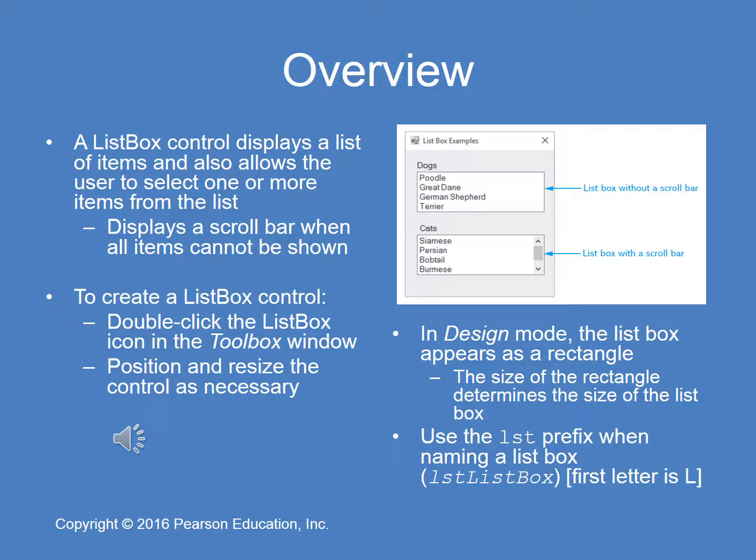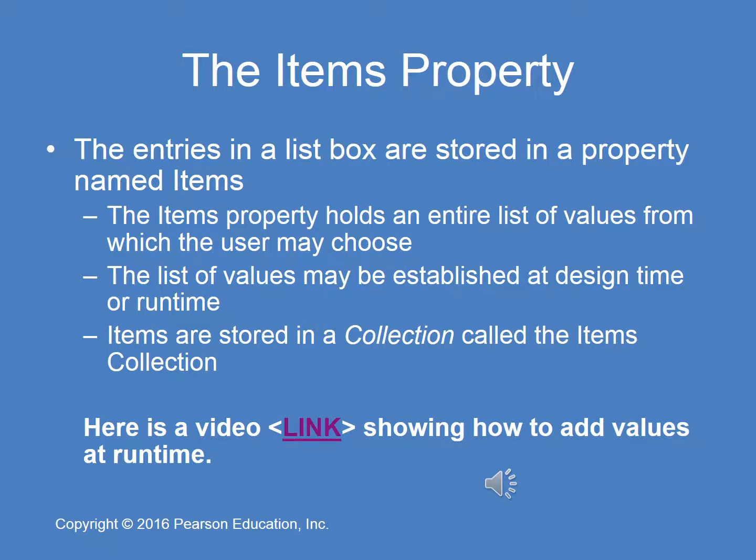Let's take a closer look at the items property of the list box in our next slide. The entries in a list box are stored in a property named items, and the items property holds an entire list of values that the user may choose. They select those, and then they could be inserted into other statements in the program. Here's the unique characteristic of a list box: the list of values in the list box can be established by the programmer during design time.